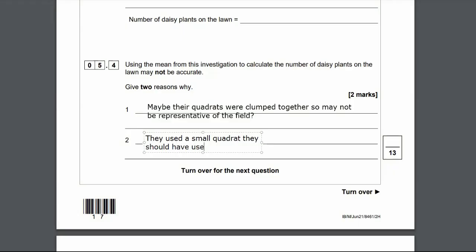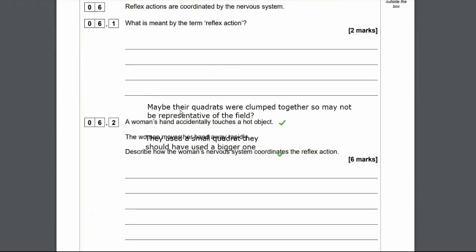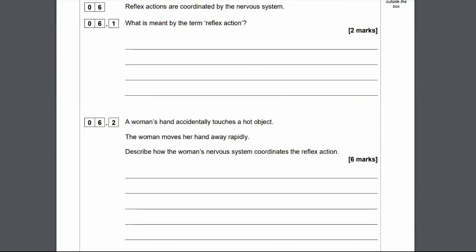They were only 50 by 50 centimeters, which is a 0.25 meter squared quadrat. It would have been better to use a 1 meter squared quadrat because they weren't actually sampling a very big area if you add up the total size of all their quadrats.